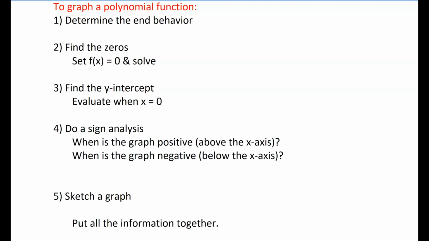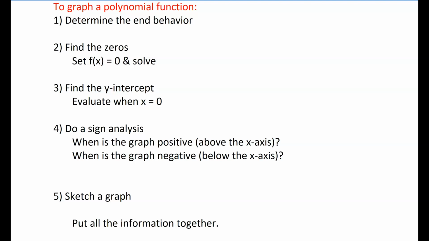Find the zeros. How long have you guys been finding zeros? Long time, all right? Again, set it equal to 0, factor, figure out where the zeros are. Find y-intercepts. How long have you guys been finding y-intercepts? Long time, okay? The next part, do a sign analysis.